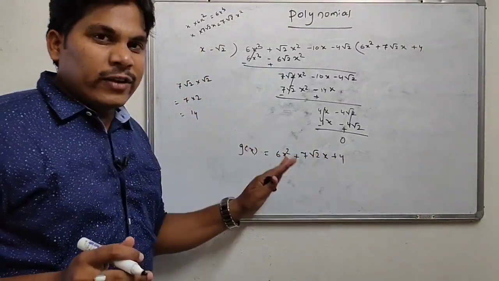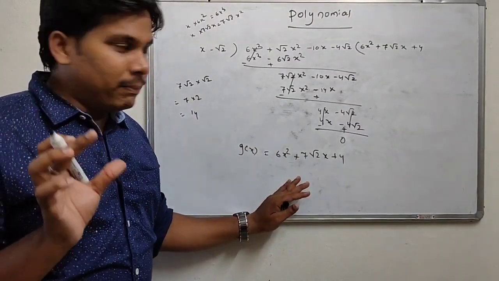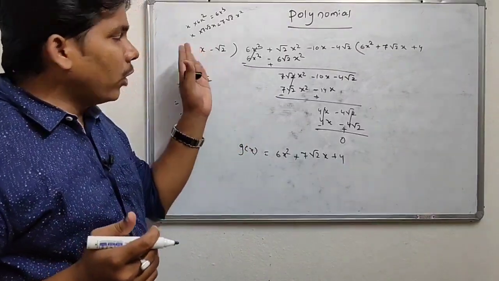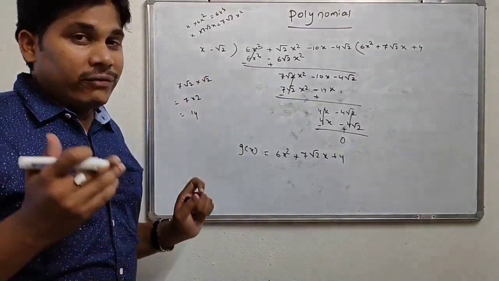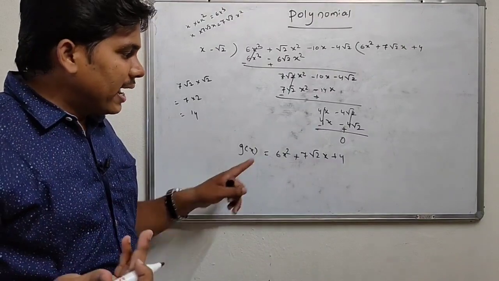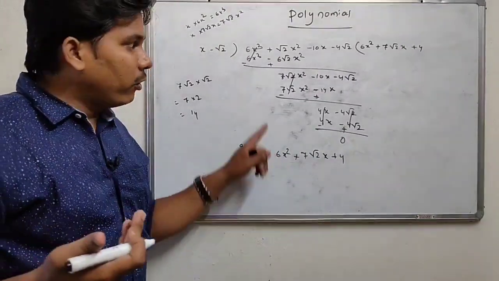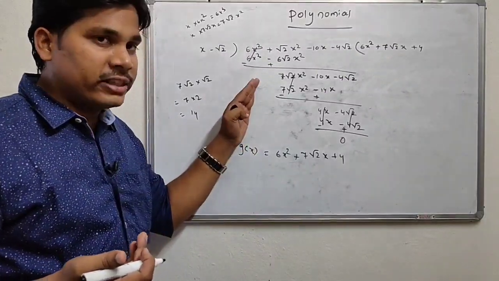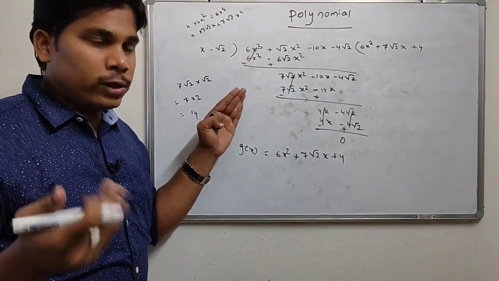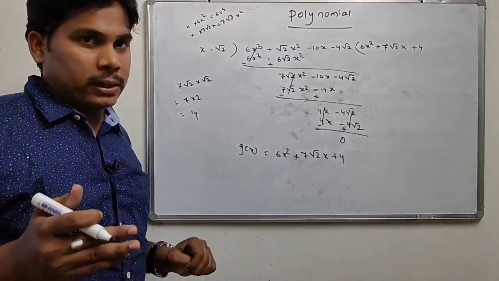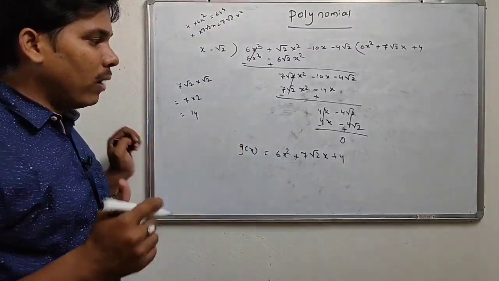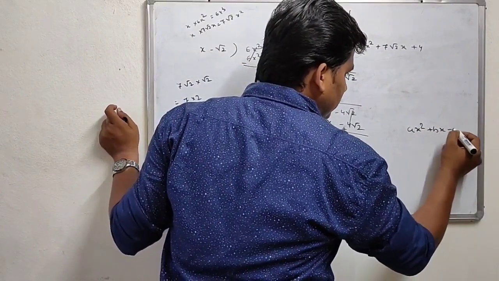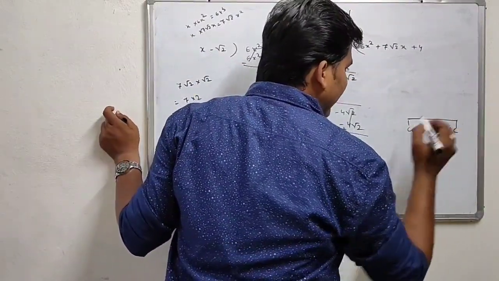Here we got only one factor, but we didn't get the zeros of this polynomial, because we already know one zero is root 2, but we have to know the other two zeros. As I already told you, for finding these zeros, we can use two methods. One is the division algorithm, which I already used, and another is the middle term splitting method. In the middle term splitting method, if a polynomial is given as ax square plus bx plus c, we have to consider a into c.